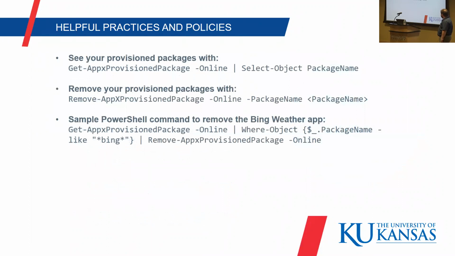So you would open up PowerShell, and you could use this command here to get the names of the packages installed in Windows. And then you could use one of the package names that this outputs with this command to actually remove the provision package from the operating system image. Here I've got an example of how you'd remove Bing Weather. And once you've removed them, you'd continue along the process of capturing your Windows image as you normally do.